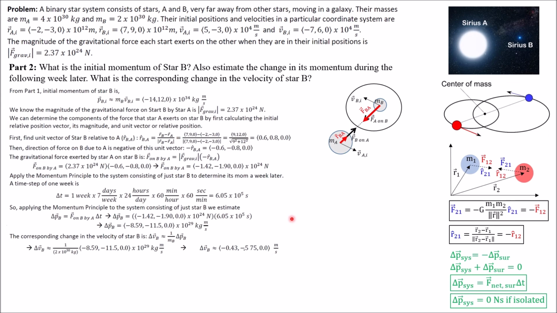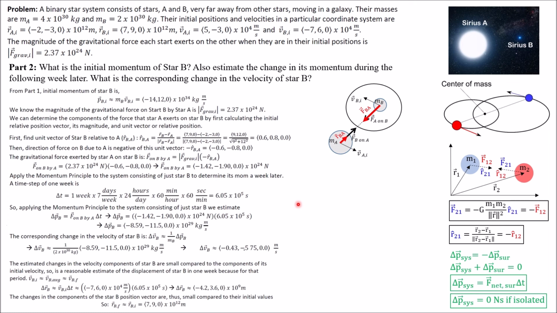And it's, remember, a period of 50 years. So there shouldn't be that much change in velocity. And so they are small compared to the components of its initial velocity, so it's reasonable to estimate that the displacement of star B in 1 week is really not that much. And so what we can do is just say that the initial velocity of star B is approximately equal to the average, which is approximately equal to the final. And so what we could then do is kind of look at the change in position if we wanted to, and say that the change in position is equal to the velocity times the time. And we could plug in our velocity up here, and we could find the change in position as well.